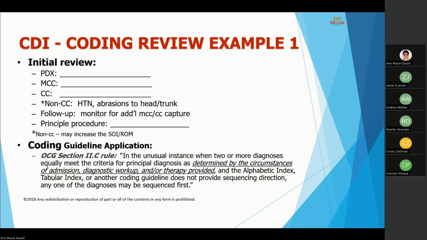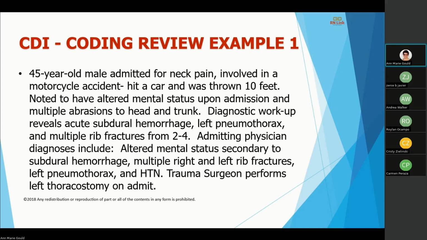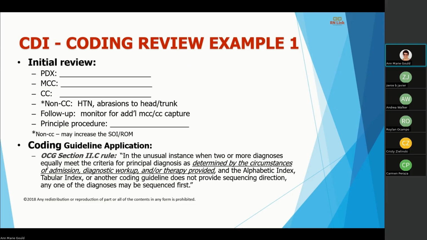And then we have an MCC on this case. Pneumothorax. The rib fractures are CCs, right? And hypertension is additional, a non-CC, right, Zenny? So our PDX is going to be the subdural hemorrhage. Our MCC is our left pneumothorax. Our CC is the multiple left and right rib fractures.